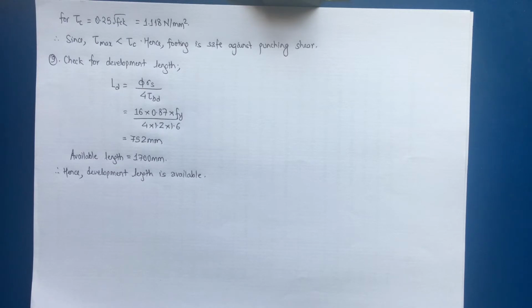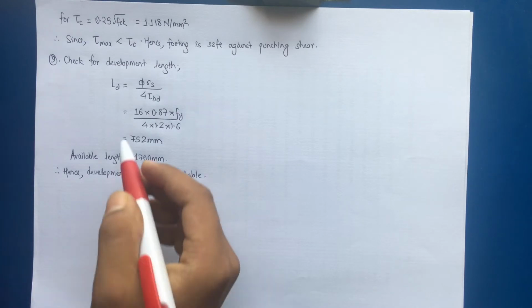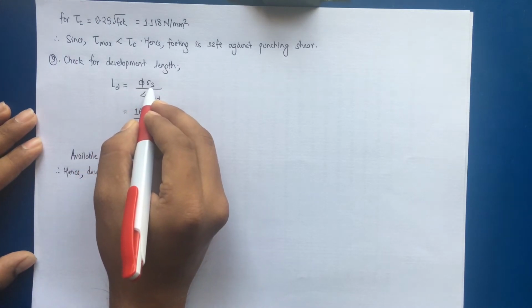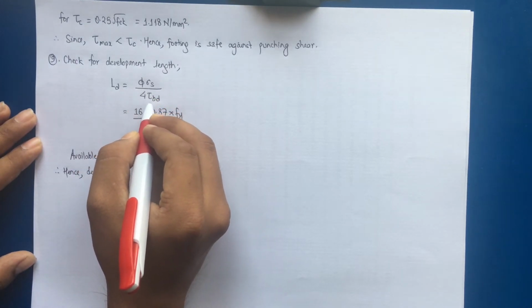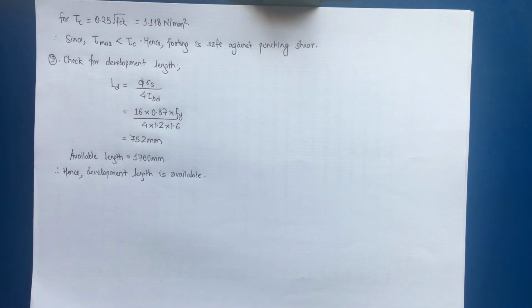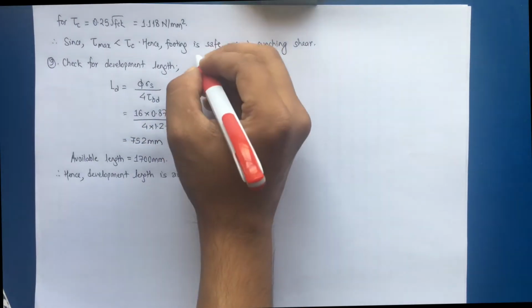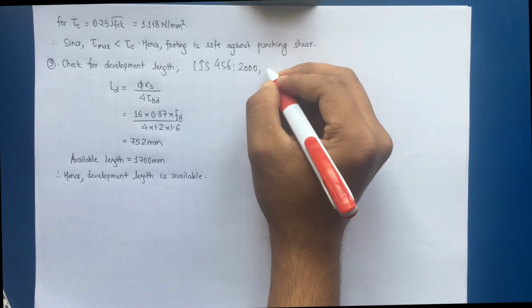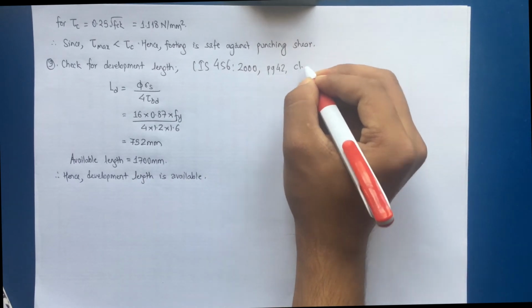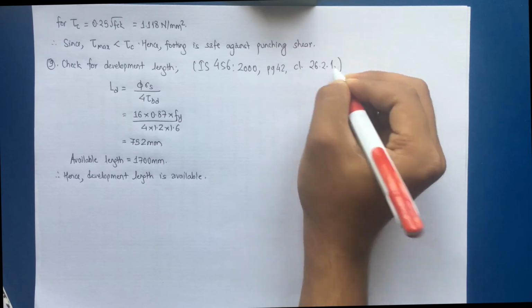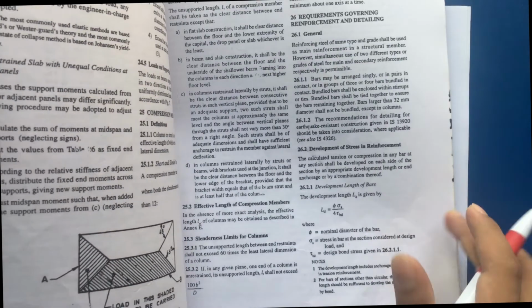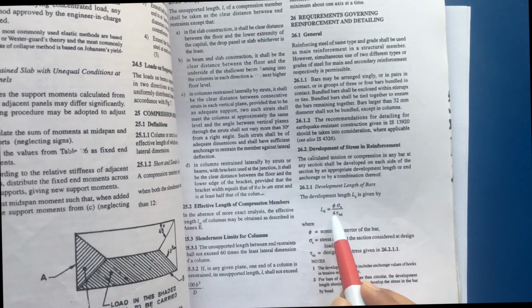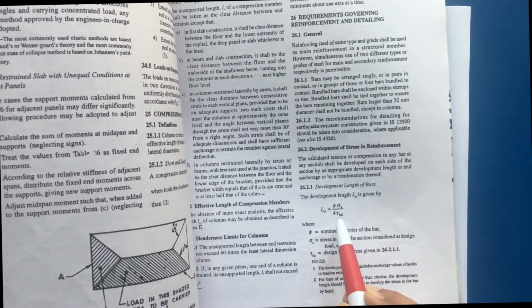Now let us go to another check, that is the check for development length, whether the length available is sufficient for the development length of the column bars. So LD is equal to phi sigma s divided by 4 into tau BD. So this is the formula for the development length. This is also from the IS code, IS 456 2000, page 42, clause 26.2.1. So as you can see here, LD is equal to phi sigma s divided by 4 into tau BD.